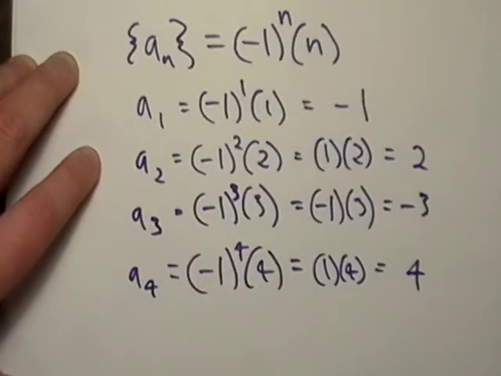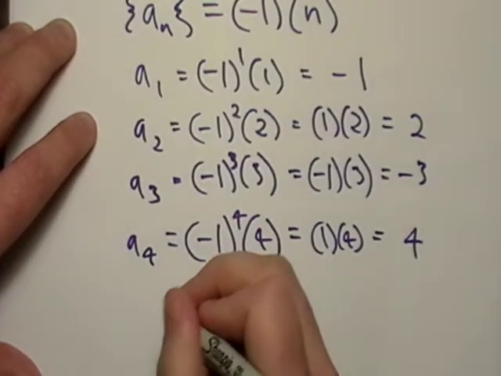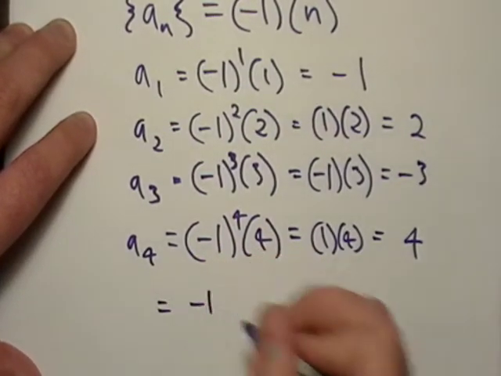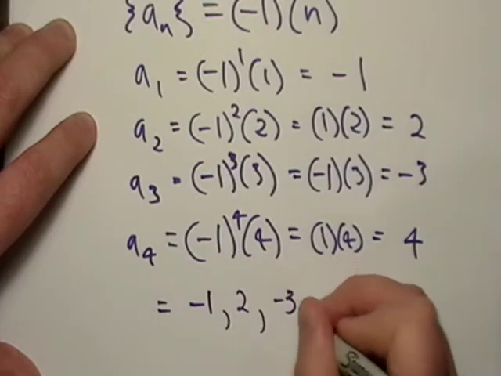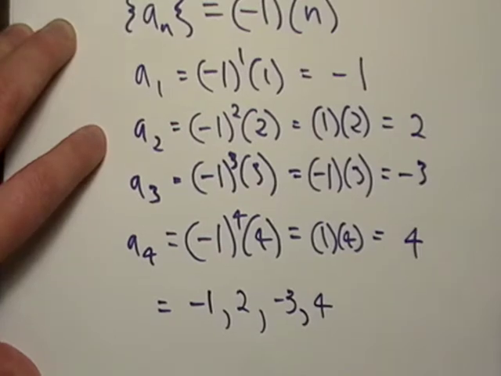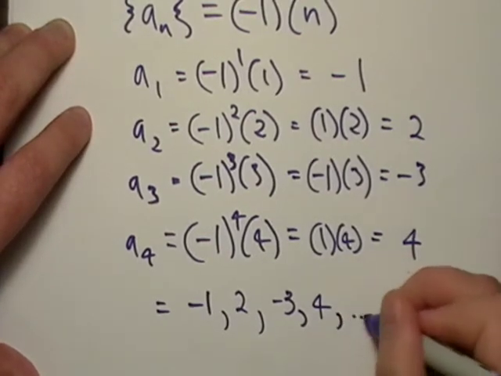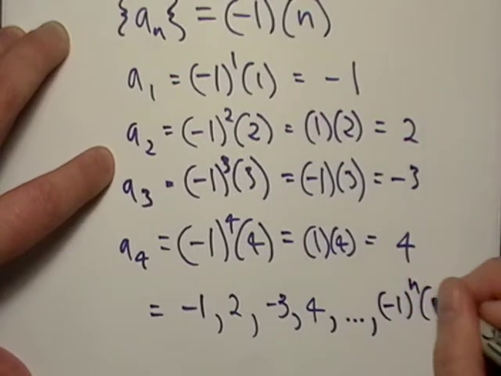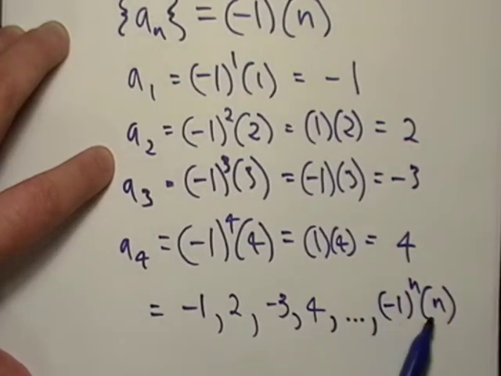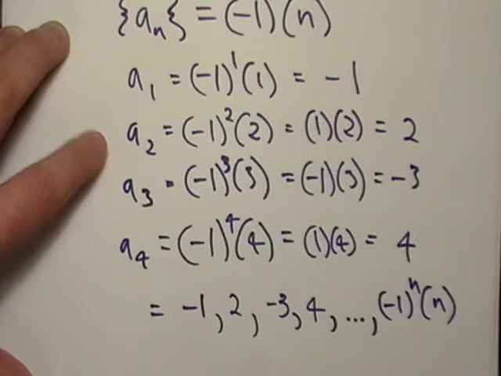So the sequence, using our formula, goes a little something like -1, 2, -3, 4. And if this thing went on forever, we'd put a comma, an ellipsis, then we just write the rest of the formula here. That's basically saying it goes on n terms.